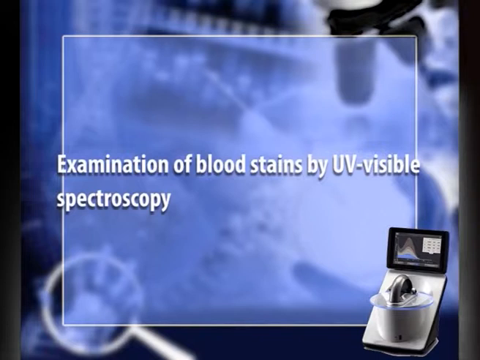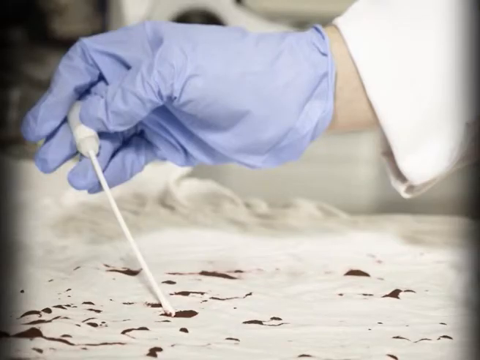Examination of blood stains by UV visible spectroscopy. At crime scenes, especially related to murder, the most significant evidence for forensic investigators is blood stains. The sample of blood stain collected from the crime scene can be used for DNA profiling for verifying the suspect's identity, as well as for pattern analysis in order to reconstruct the crime.